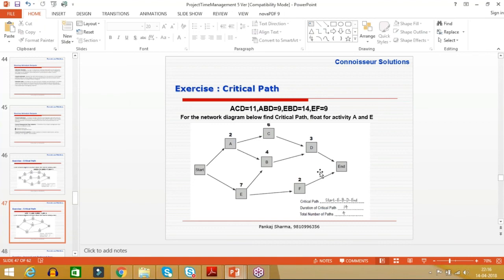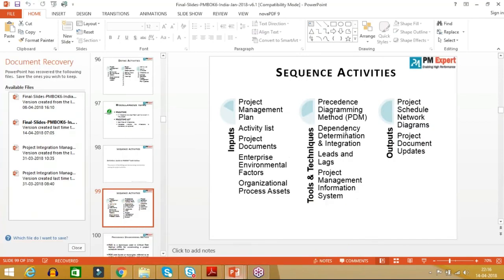Yes. Okay, got it. Now let's see, the output of sequence activities is the project schedule network diagram. The diagram that you saw recently was the project schedule network diagram, and the technique used was the precedence diagramming method, PDM. Now, apart from this, when you put two activities in sequence, you will have certain types of dependencies. Let's talk about the dependencies that two activities can have.